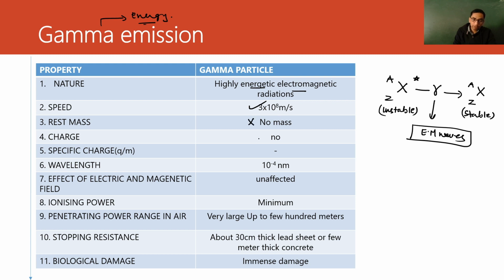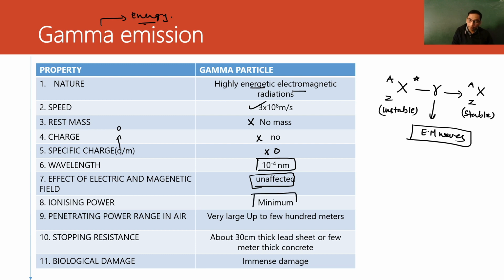Again, no rest mass, no charge. Specific charge, again, you can't find out. It is almost going to be 0, right? Because charge is 0, so the answer itself is going to be 0. The wavelength is of the order of 10 raised to minus 4 nanometers, already studied in electromagnetic waves. Since they don't have any charge, they would pass straight when they go through an electric or magnetic field, because only the charged particles would experience force in an electric and magnetic field.